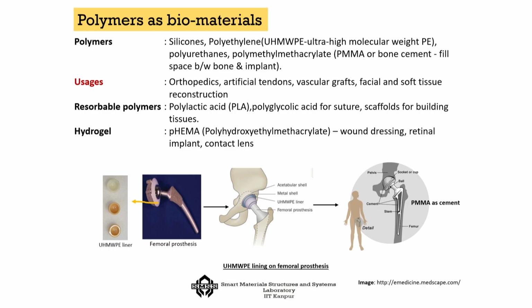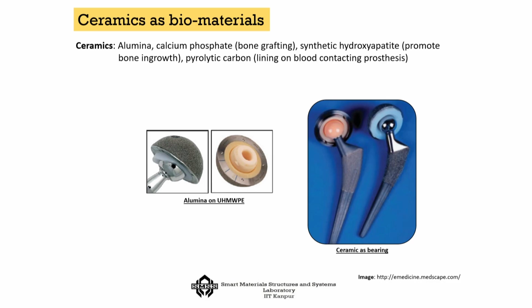Polymers also are coming in a big way, like the silicones, a special group of polymers, ultra high molecular weight polyethylene, UHMWPE, and then PMMA, and they are used in orthopedics, artificial tendons and facial and soft tissue reconstruction in so many ways. One good part of polymers is that they can be 3D printed very easily. So, you can design such products very easily. Ceramics are also available as biomaterials, particularly ceramics like alumina, calcium phosphate, synthetic hydroxyapatite and pyrolytic carbons, etc.